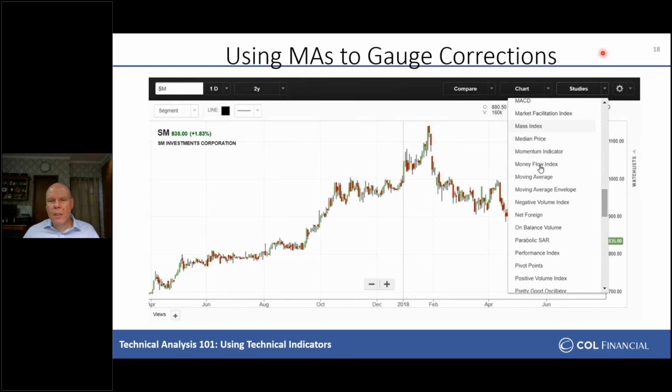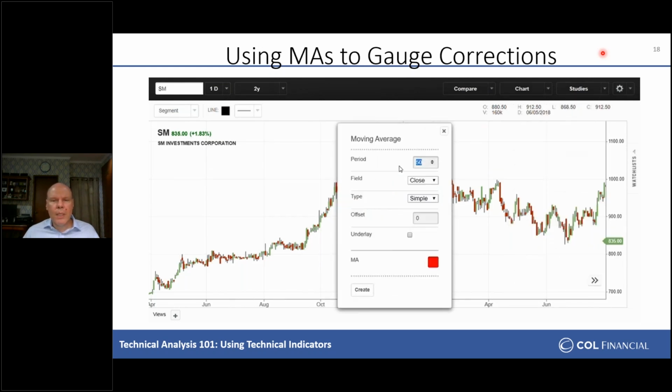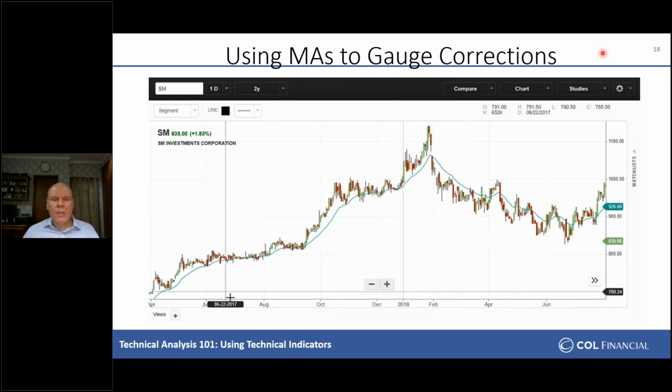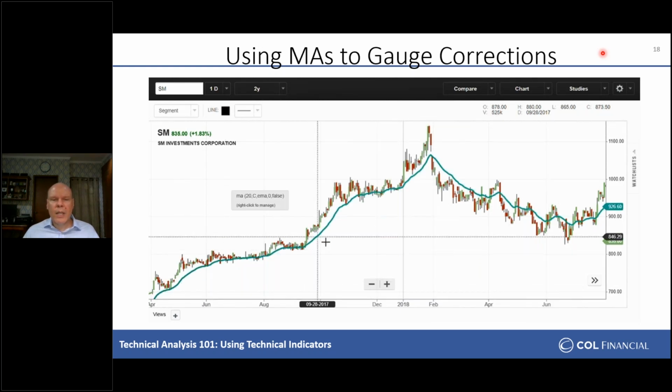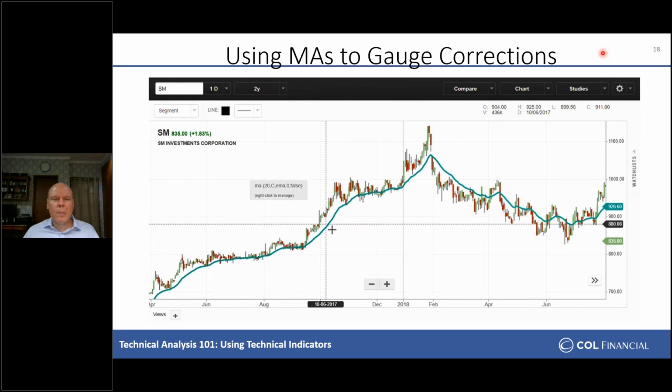By clicking the studies, click on moving average. Here you may have to modify some details. So let's put a 20-day, change it to exponential, and change the color to this almost green-like color. All right, so this line is a moving average, right? And you can clearly see how prices seem to be in an uptrend, wanting to stand over it.